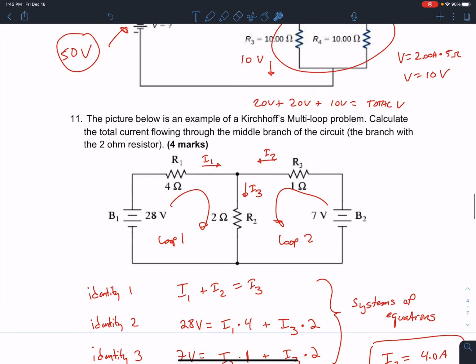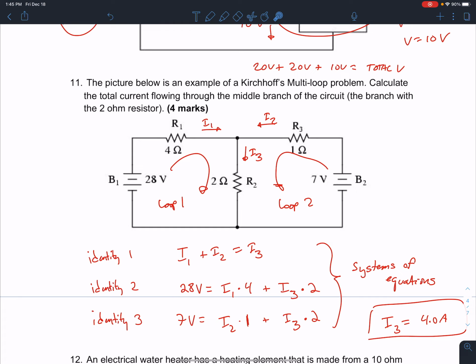Okay, this is a challenge problem. I didn't go through all the steps. I just set up the identities. And then you have to practice using these 3 identities to substitute one formula into the other so you can sequentially solve each of these unknown currents. Okay, this problem is only asking us for the current in the middle.